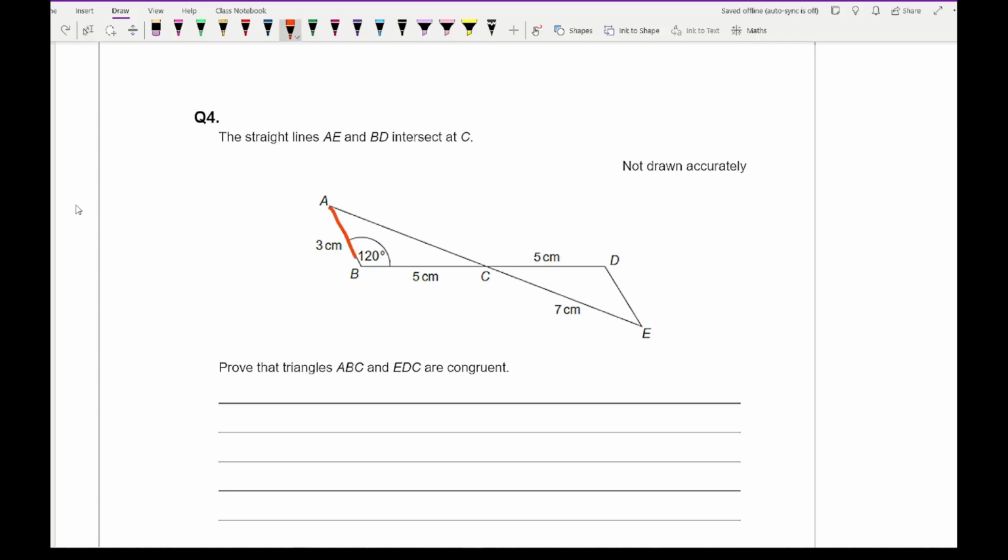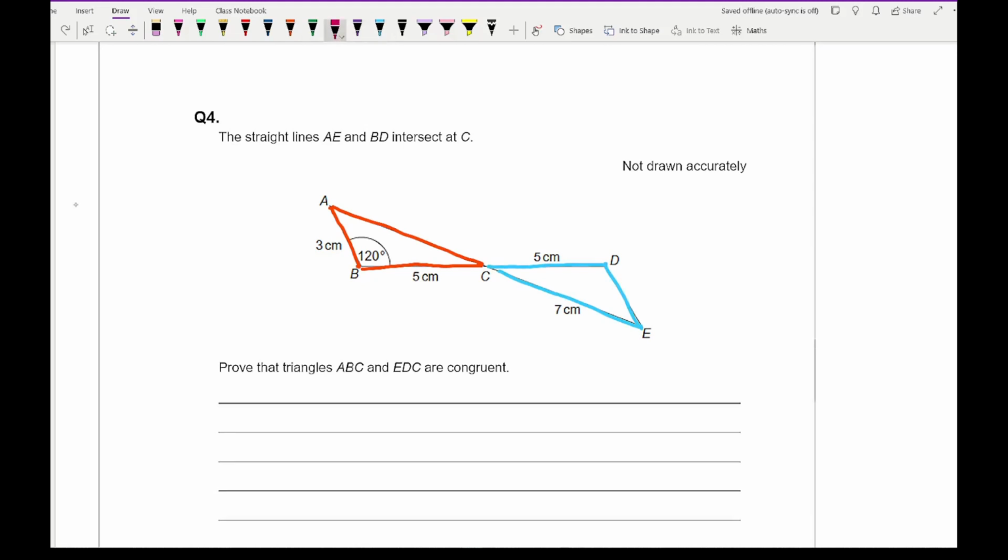Now the two triangles in question are this one I'm highlighting in orange, and this one here that I'm doing in blue. So I want to show that those two angles there are the same.